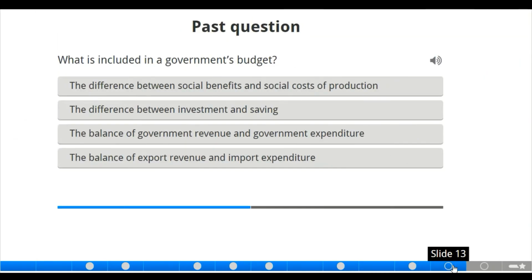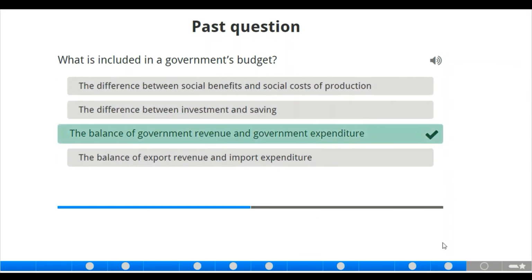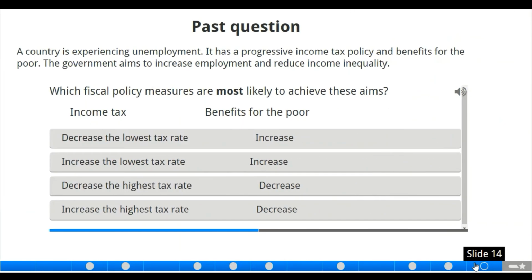Moving to the next slide, we also have a past question. What is included in the government's budget? Of course, we have discussed that earlier under fiscal policy. Now, what is included in the government budget? The difference between social benefit and social cost of production, the difference between investment and savings, the balance of government revenue and government expenditure, or the balance of export revenue and import expenditure. Of course, the government budget is the balance of government revenue and government expenditure, that is government spending. We move to the next slide.